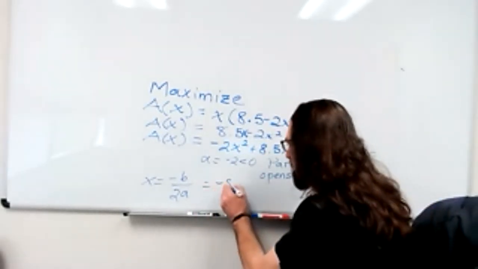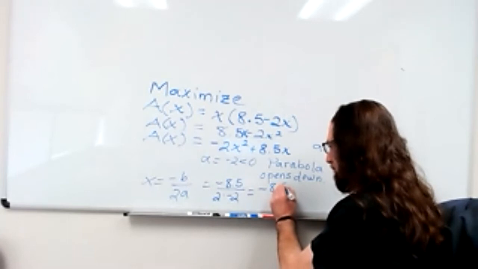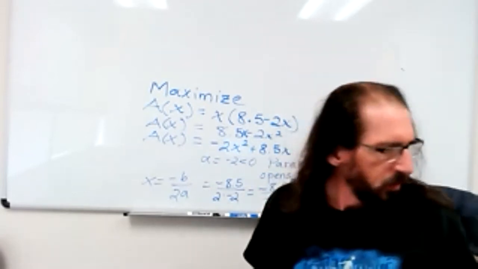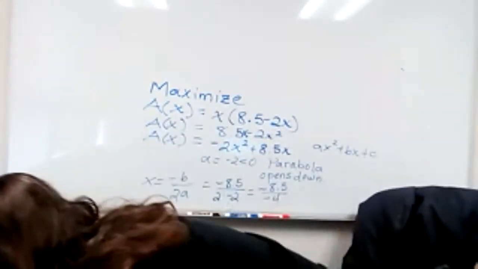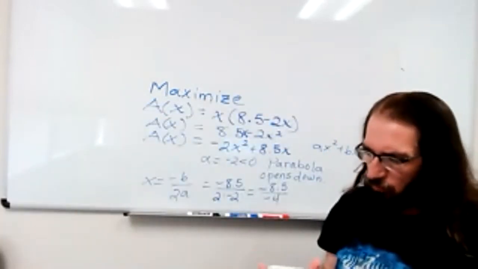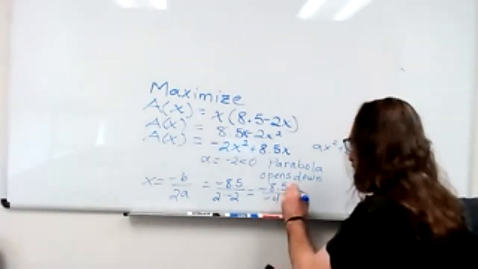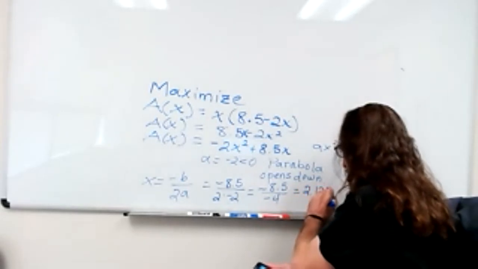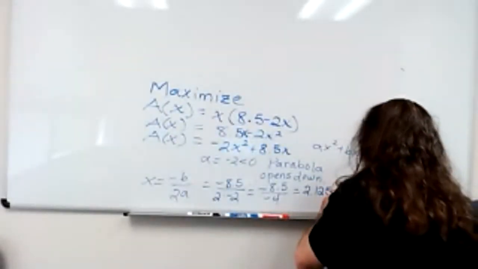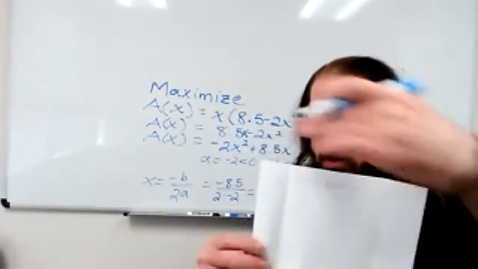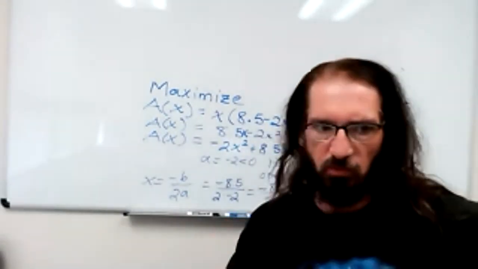We've got negative 8.5 over 2 times negative 2. Those negatives are going to cancel, and 8.5 divided by 4. I want to say 2.125, but I'm checking. Yes, 2.125. Okay. Now that would be in inches, because I'd mentioned that we're talking about 8.5 inches long here, and so x inches on either side.